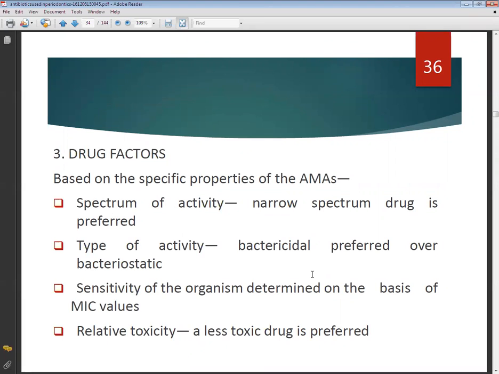Then drug factors, based on the specific properties of the antimicrobial: whether it is a narrow spectrum or broad spectrum antibiotic. The type of activity: whether you have to prescribe bactericidal or bacteriostatic drugs. Then the sensitivity of the organism depends on the MIC, the minimum inhibitory concentration values. Based on these values, we decide which antibiotic should be prescribed, narrow spectrum or broad spectrum. And relative toxicity: the drug you prescribe should be less toxic rather than more toxic.